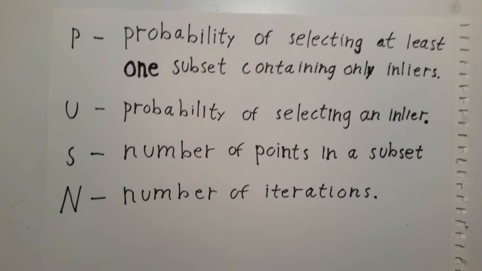Now for the parameters. We can define P as the probability that over all the iterations we have selected a model which contains only inliers of a hypothetical best fit model at least once. U is defined as the probability of randomly selecting one of these inliers. S is the number of points we are selecting for each model. In the example, we have to select 2 points to form a line. N is defined as the number of iterations of the algorithm.